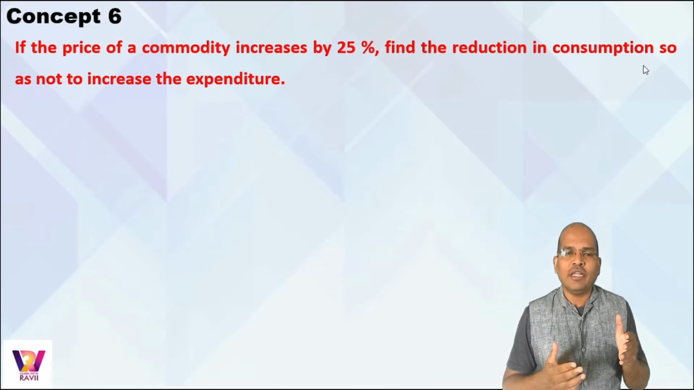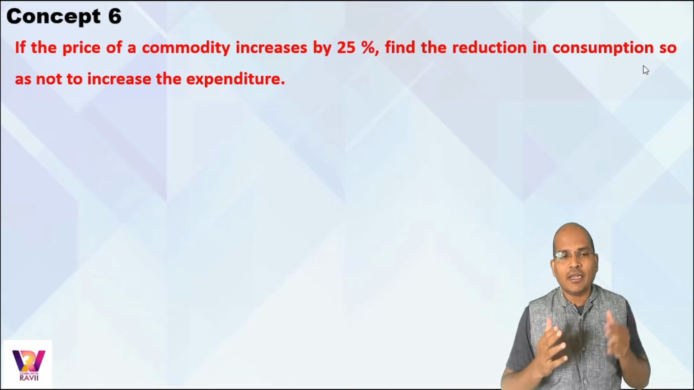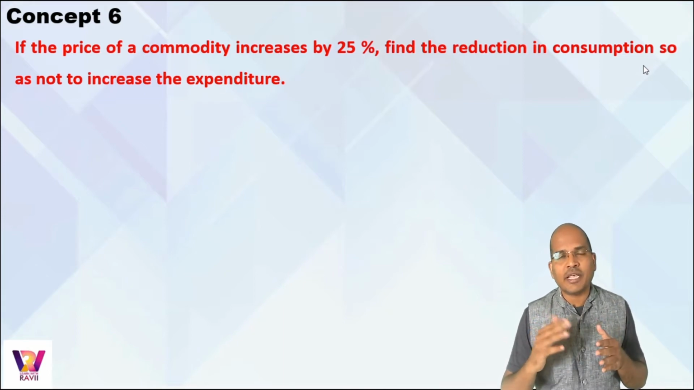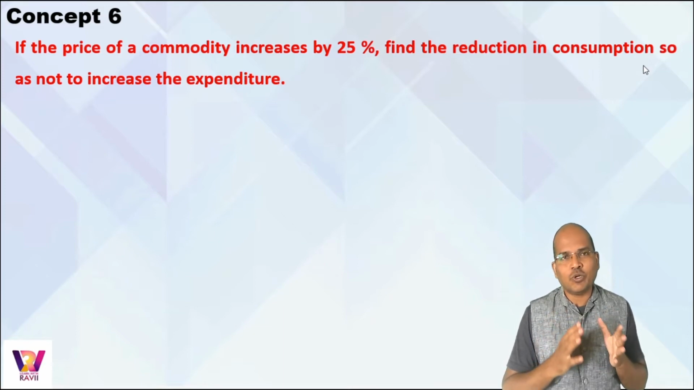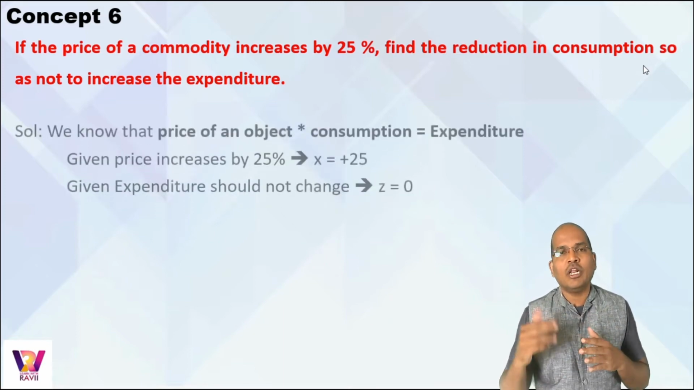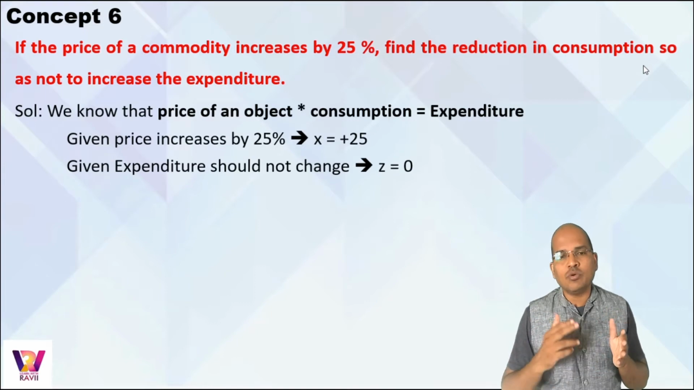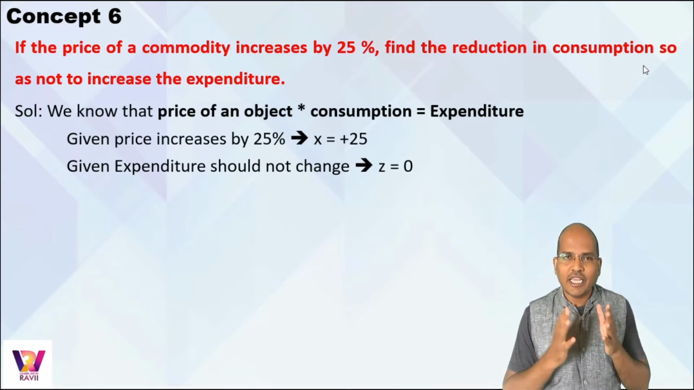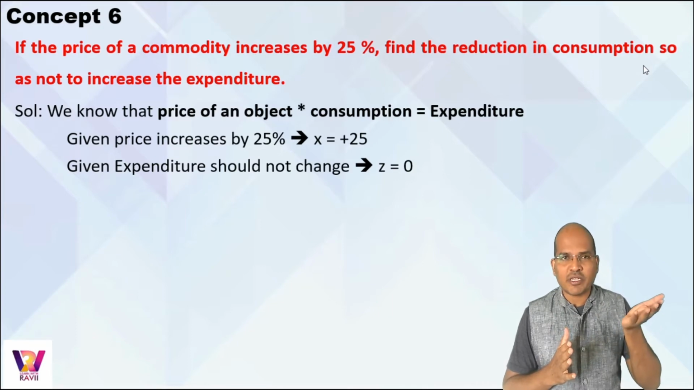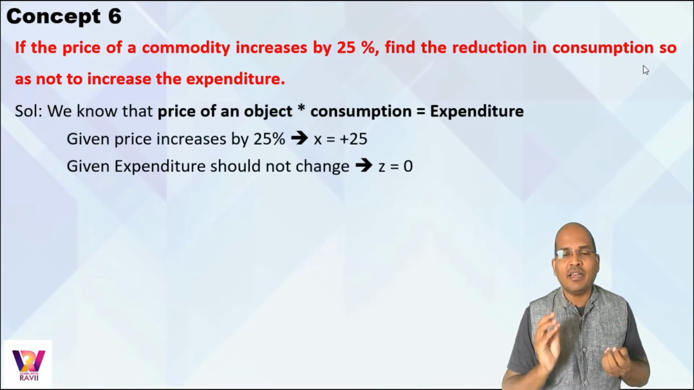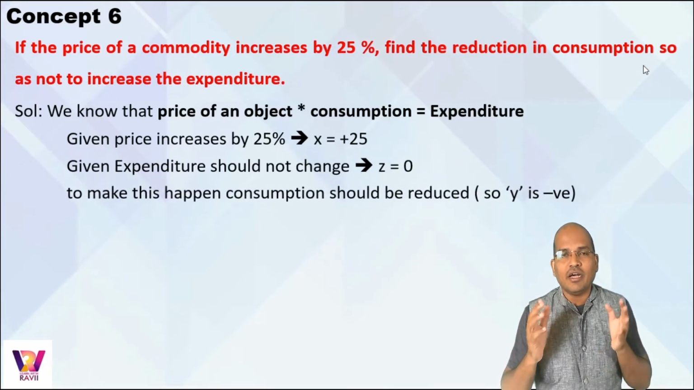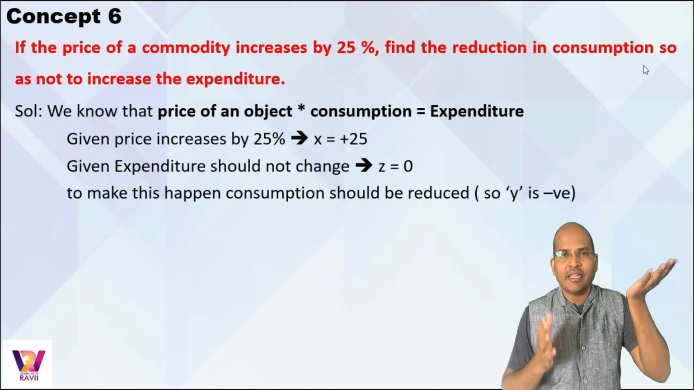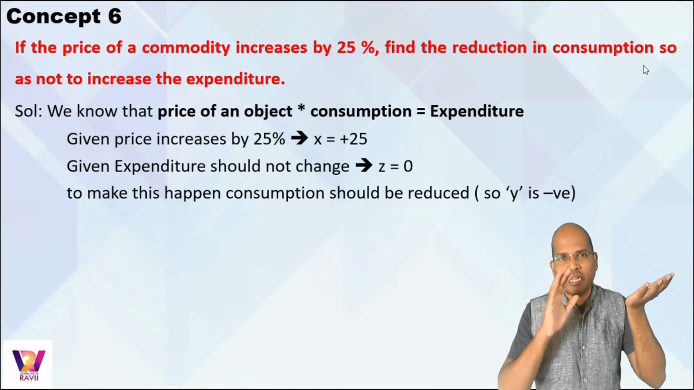If the price of a commodity increases by 25%, then find the reduction in consumption so that the expenditure remains the same. So as not to increase the expenditure, that tells that the expenditure should remain the same as before. Now we know that the cost into consumption is expenditure. He gave us that the price increases by 25%, and he mentioned that the final expenditure should not change, so the change in expenditure is zero. Now we know that when the price gets increased and the expenditure should not change, it means that we should decrease the consumption.